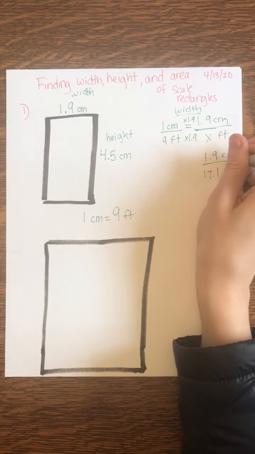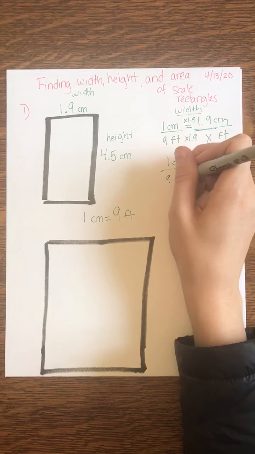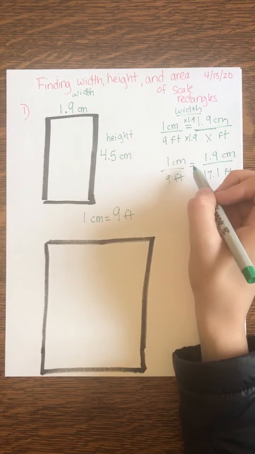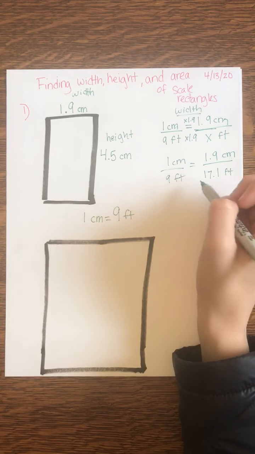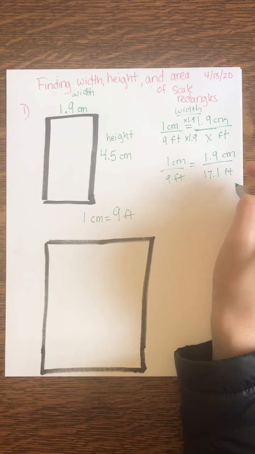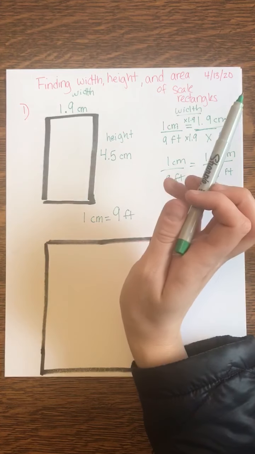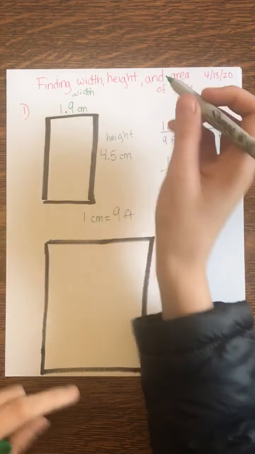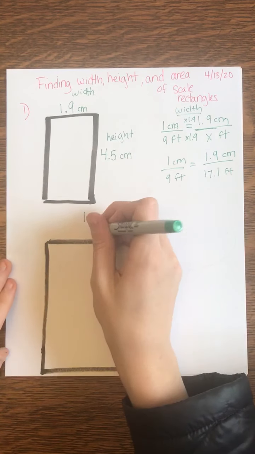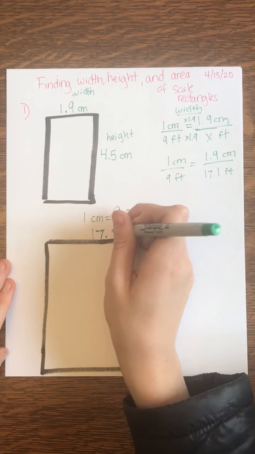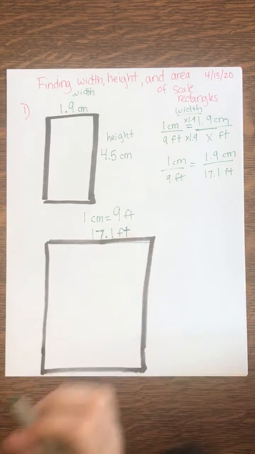1.9 centimeters, 1 centimeter, 9 feet. Therefore, the relationship stays the same. 1 to 9. It's 1 to 9. So if my width of my model is 1.9 centimeters, then my width of my really large rectangle is 17.1 feet. So I found the width of my new really large rectangle.